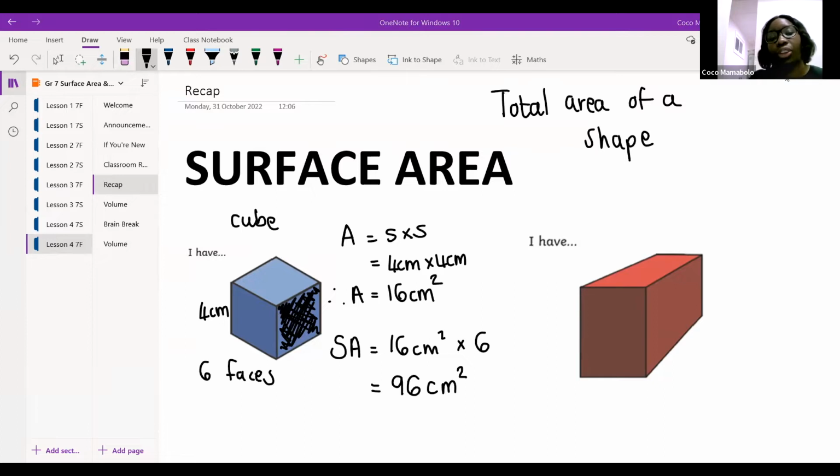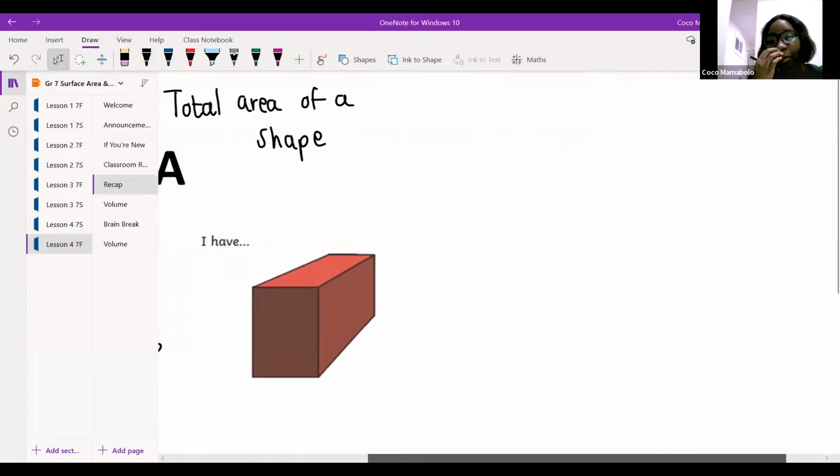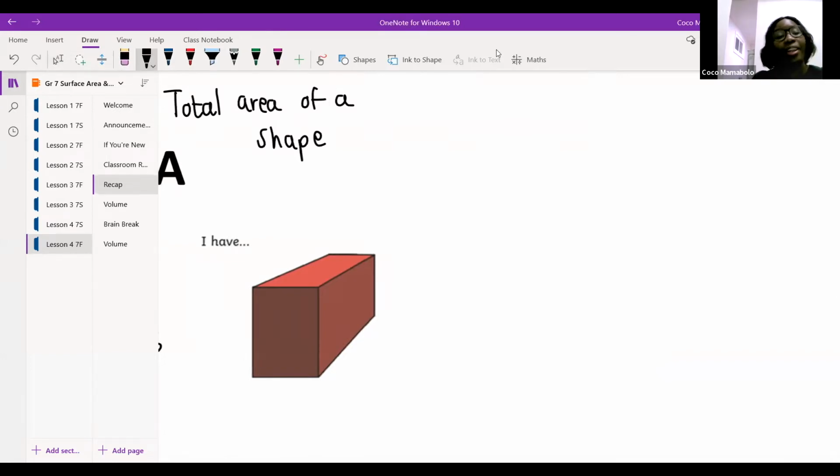So this is how we calculate the surface area of a cube. But this is just for a cube, and it's very easy for us to calculate the surface area of a cube. Now, if we look at this shape over here, tell me in the chat, everybody, what is this shape called? Good. It's a rectangular prism.